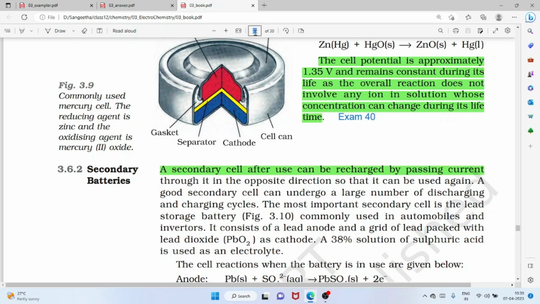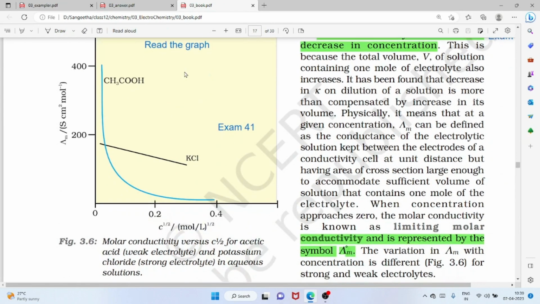You can remember this graph. See this molar conductivity graph of the strong electrolyte and weak electrolyte. See here the strong electrolyte remains almost constant, but the weak electrolyte shows a drastic decrease.